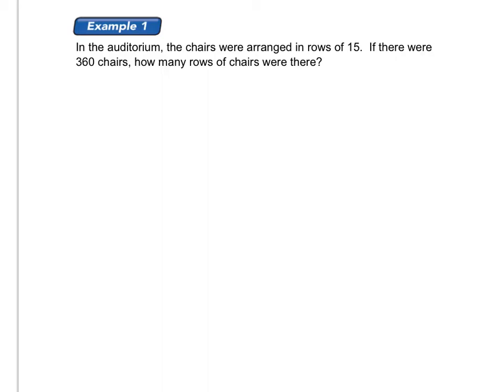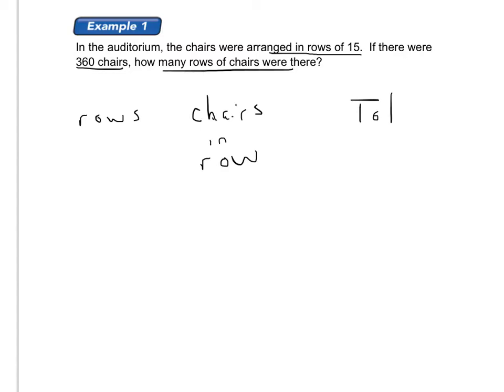Well, let's pick out what we know here. We know the chairs were arranged in rows of 15. There were 360 total chairs. And we want to know how many rows of chairs were there. Alright? Well, let's think about this. I'm going to put this in words here. We know that there are some rows of chairs. Okay? And we know how many chairs are in a row. And we know that there's a total number of chairs.